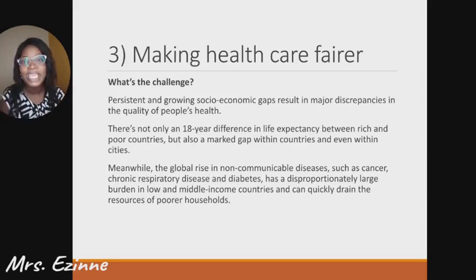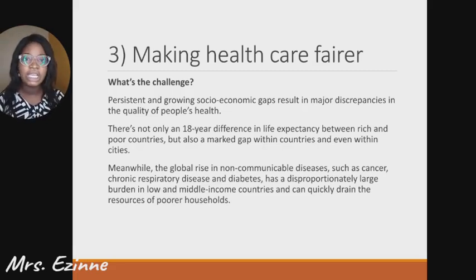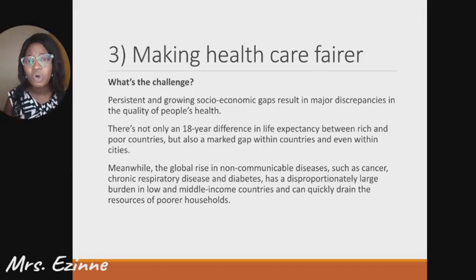Number 3, making healthcare fairer. This has to do with health inequality. So the challenge here is that there are persistent and growing socio-economic gaps that result in major discrepancies in the quality of people's health. There's not only an 18-year difference in life expectancy between the rich and poor countries.